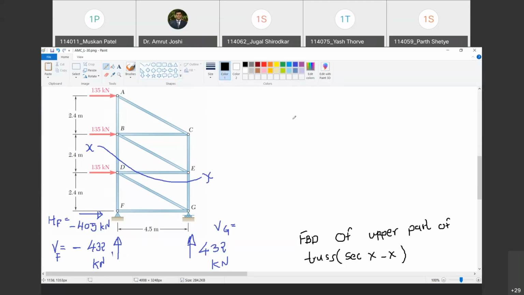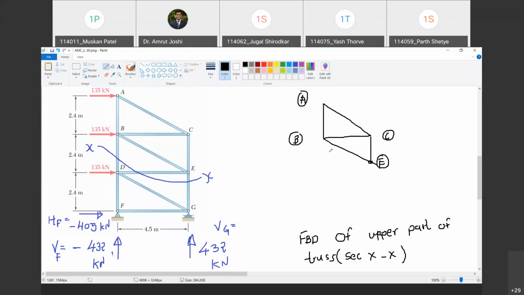So how does that free body diagram look? It looks something like this. This is A, this is B, and this is C. None of these members have been cut, so they will be seen as they are. Do you agree with me? Yes, sir. Similarly, member BE is also not cut and member CE is also not cut, so those members will be seen as they are. Do you agree?